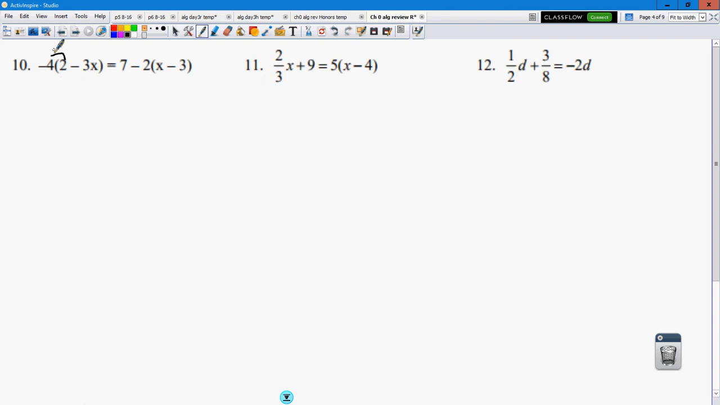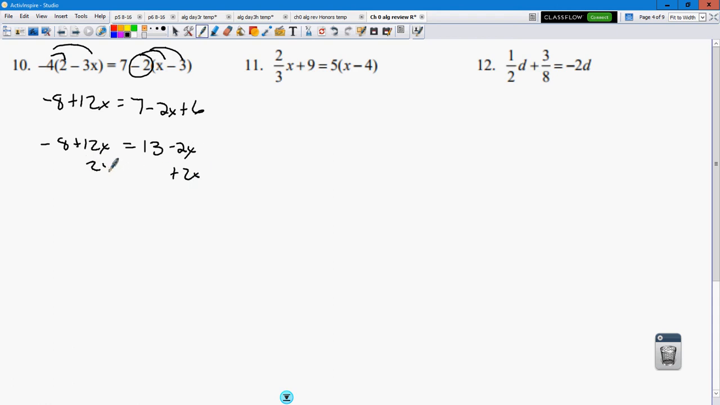Distributing the negative 4, negative 8 plus 12x equals 7. Distributing the negative 2, be sure you attach that sign to it, negative 2x plus 6. On the right side, I do need to combine some like terms. 7 plus 6 is 13.